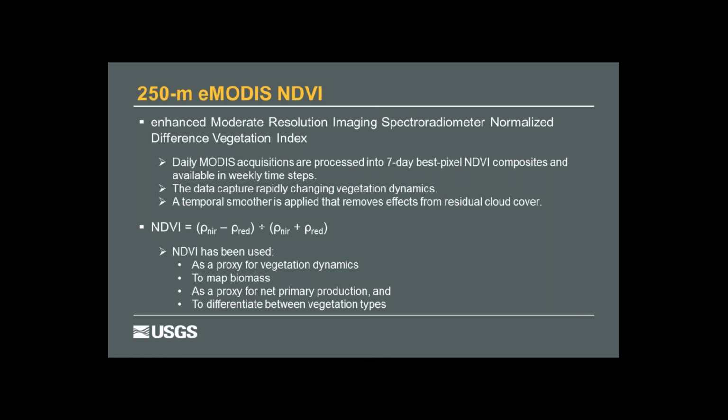This allows, with the daily acquisition and the weekly time steps, the data to capture rapidly developing and changing vegetation dynamics. We also apply a temporal smoother that helps to remove residual cloud cover effects. Right there you have the NDVI algorithm that produces the NDVI values that have been used as a proxy for vegetation dynamics to map biomass, as a proxy for net primary production, and to differentiate between vegetation types, as we're doing here.